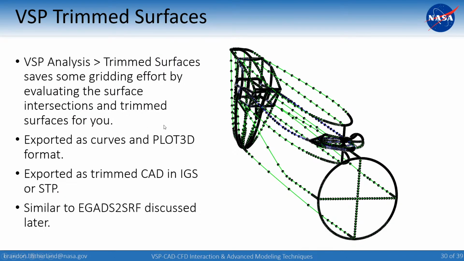Another really useful feature that we have are VSP trimmed surfaces. So this is basically like a trimmed CAD export and piecing everything together. What it's going to do is it's going to calculate the intersection curves and the intersection surfaces for you. And they can come out as plot 3D. You can dump everything out in IGES or STEP. And it's kind of similar to a tool called AGARD to Surf that I used with Chimera Grid tools that we'll talk about later. But don't neglect that this feature is here, because some of the intersections and things that you would tend to rely on either CAD or your grid tools to accomplish can actually be done in VSP ahead of time, and they're ready to go, so you can start off with that work already done.